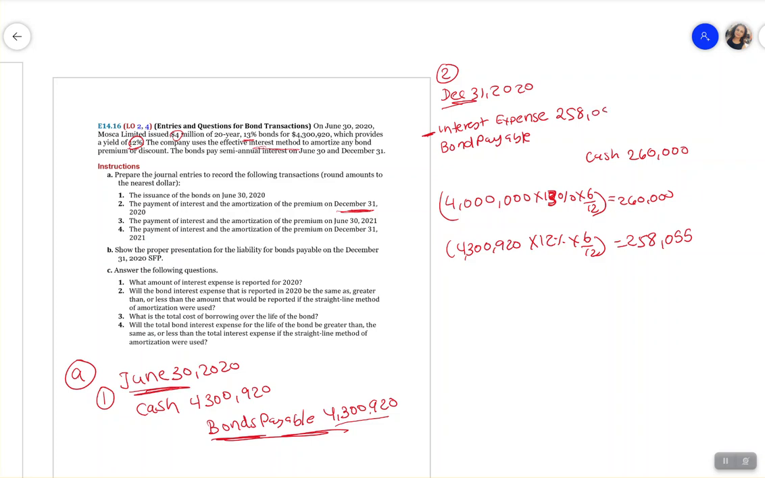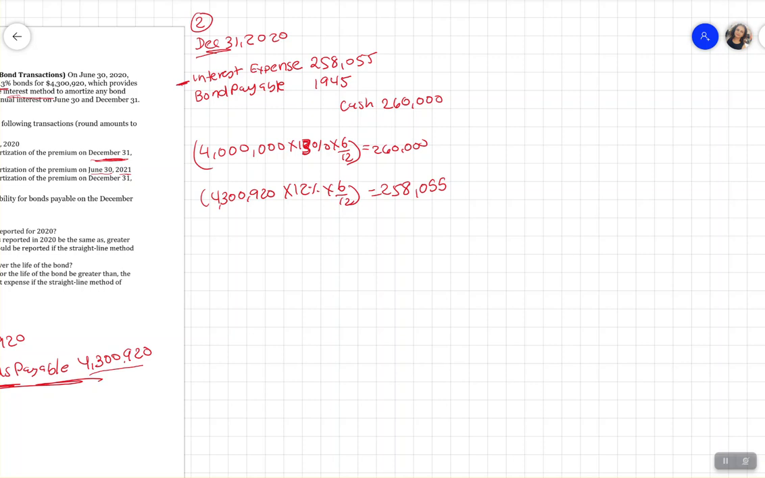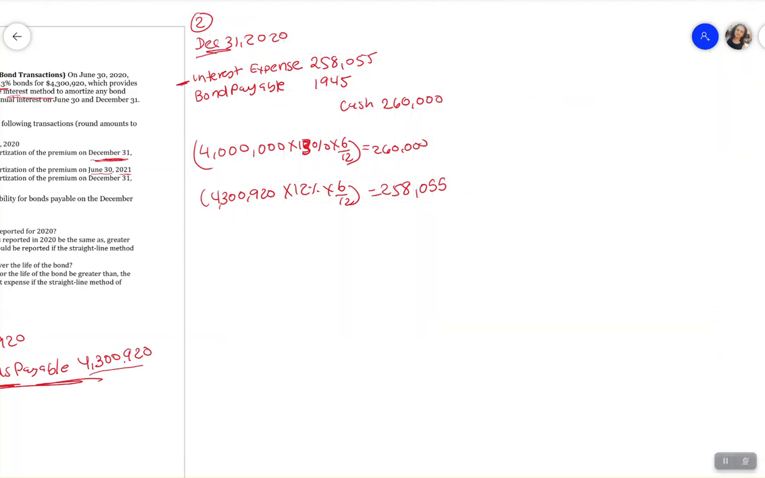So the difference between the both is my bonds payable. In this case, the bond payable is 1,945. Now you could do an amortization table. Some of you might want to do an amortization table because it might be easier, since they want an entry for 2021 and then 2020 on December 31st. So I'm going to show you in the table. The question is not asking you to do a table, but I'm going to do it.